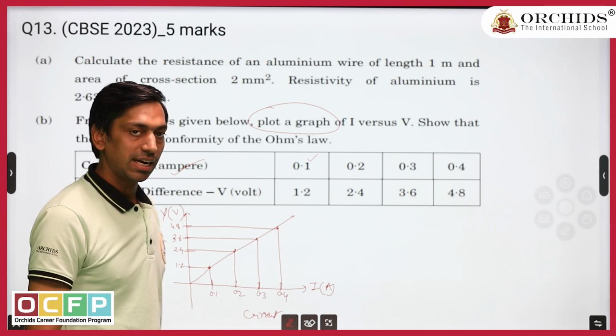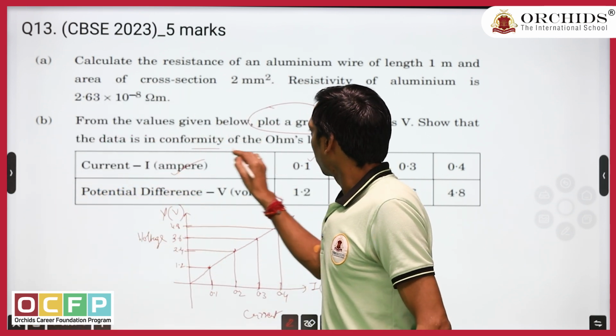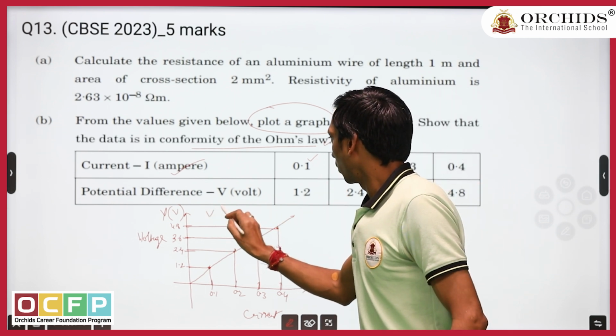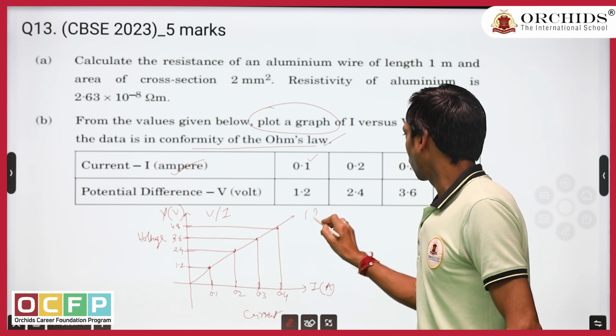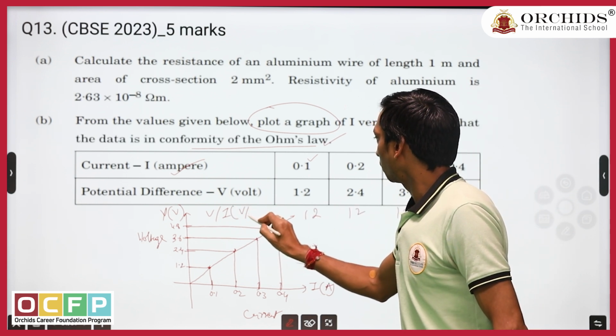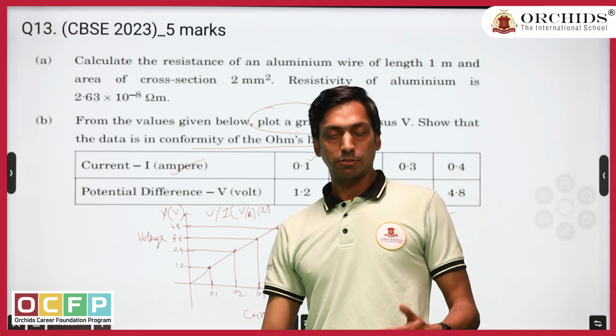And now if it is a straight line, then we can say that these points are in conformity with Ohm's law. And also we can calculate one more thing, the V by I ratio. So the V by I ratio will be 12, 12, 12 and 12, and V by I ratio is volt per ampere, that is what? Ohm, because the ratio of V by I represents what?